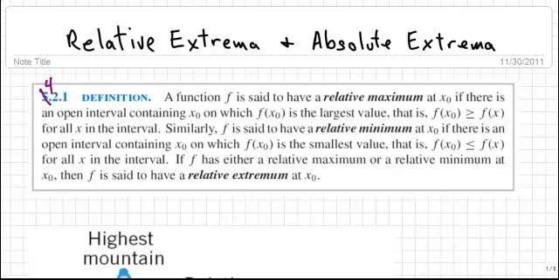Okay, so we're going to talk about relative extrema and absolute extrema. Actually, I think today we're just going to talk about relative extrema. And by extrema, what I mean is relative minimums and relative maximums. And this stuff is in section 4.2 and in section 4.3.